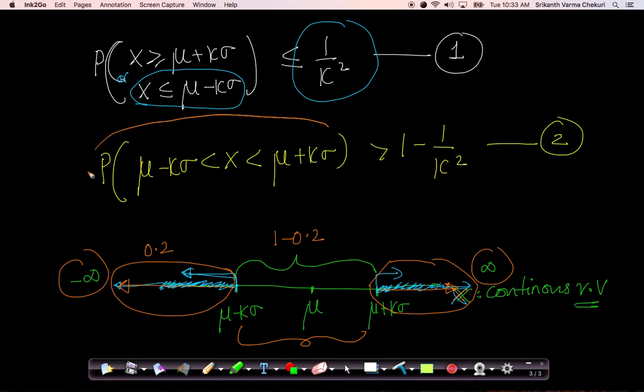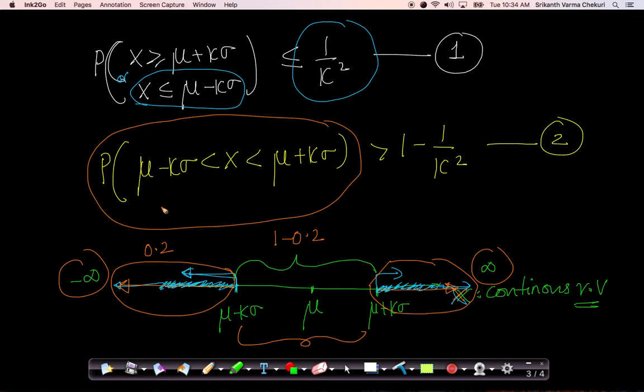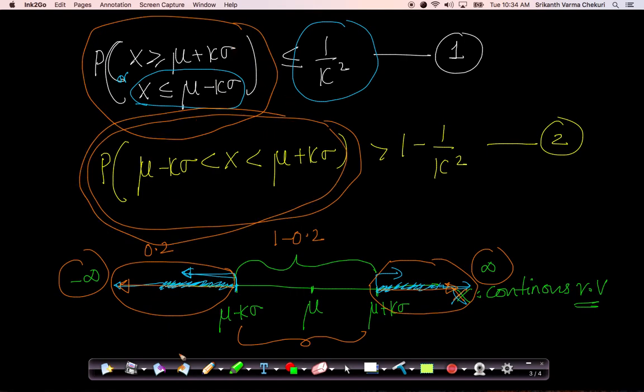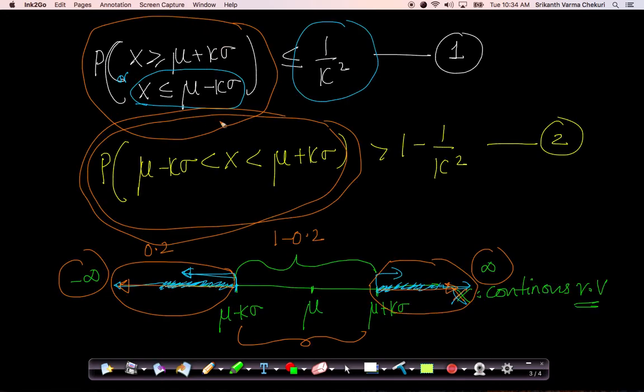So let's again write this, right? What is this equivalent to? This is nothing but, okay, let's write it. The probability of mu minus k sigma less than x less than mu plus k sigma, right? Which is this LHS, right? What is this? This is 1 minus this. What is this? This is nothing but 1 minus this. So let's write this. This is equal to 1 minus this probability, right?